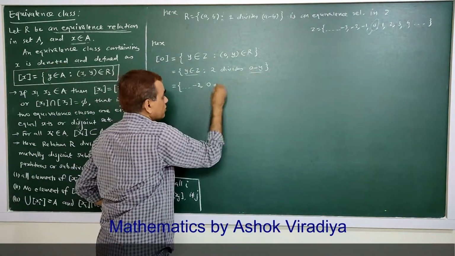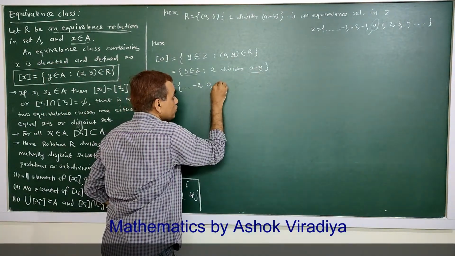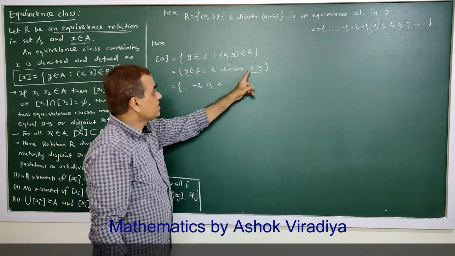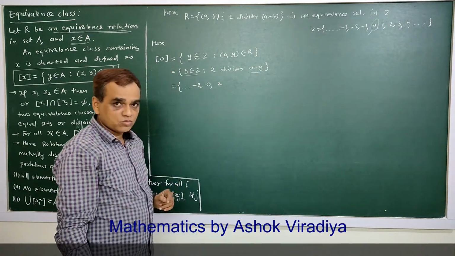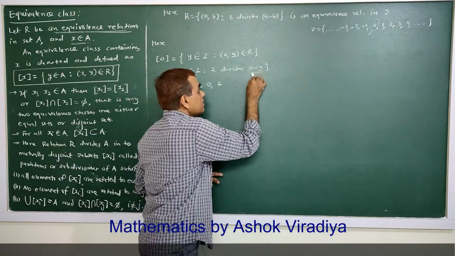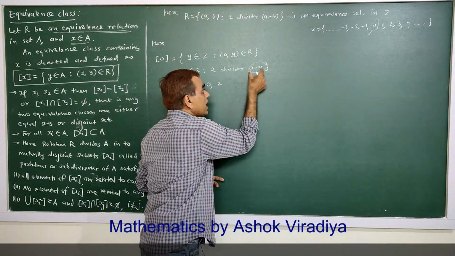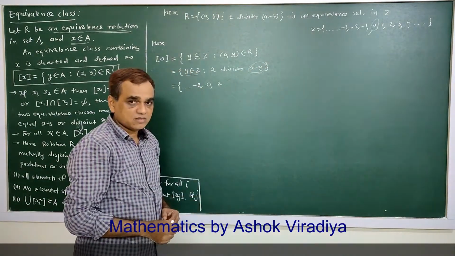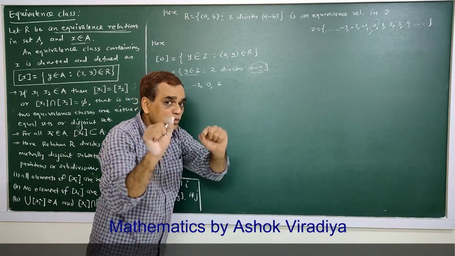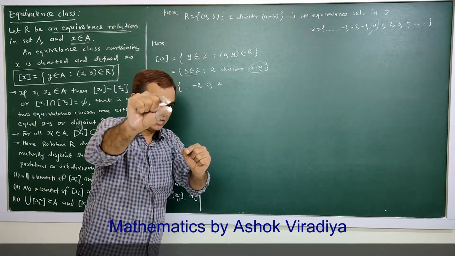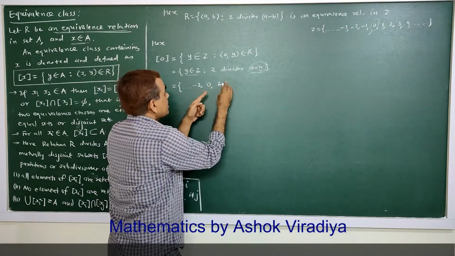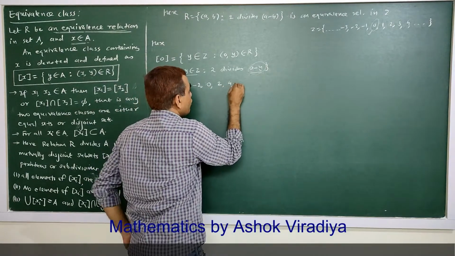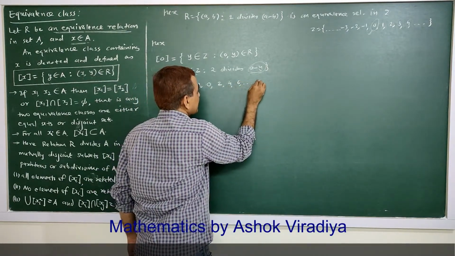Put here 2. So 2 divides 0 minus 2. So 2 divides this number, that means this is even. Minus y is even if y is even. So I am putting here all even numbers: 2, then next is 4, next is 6, like this.